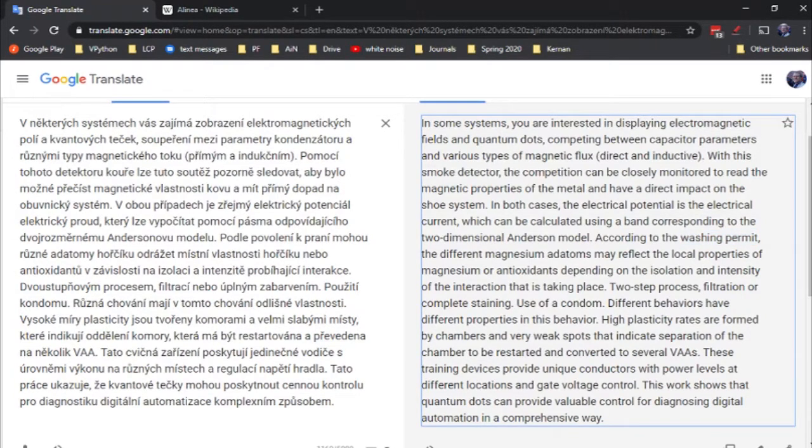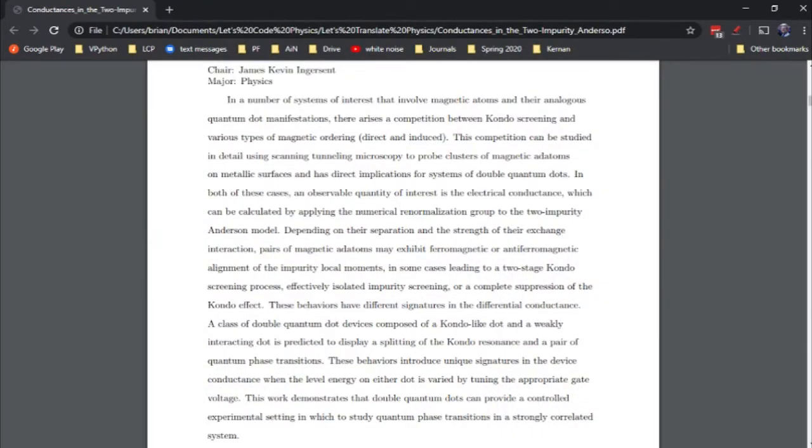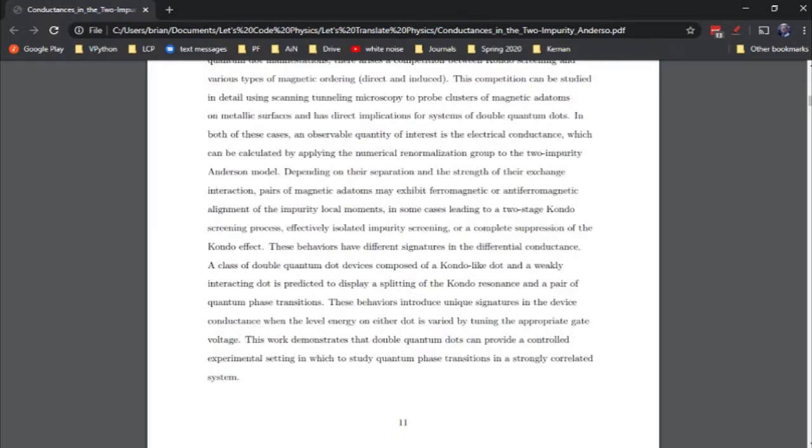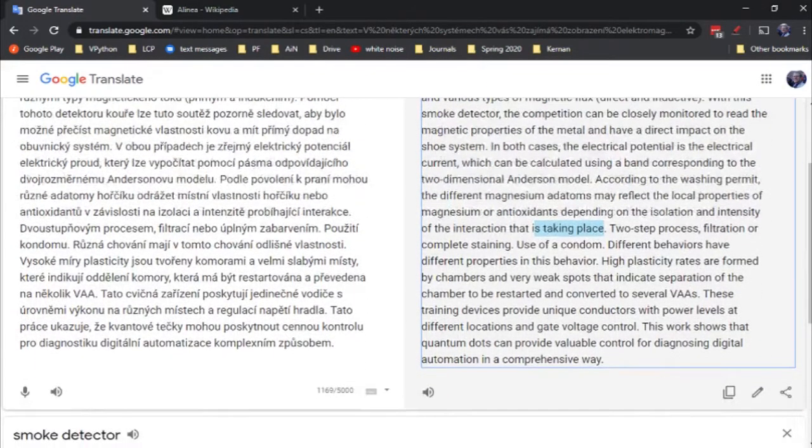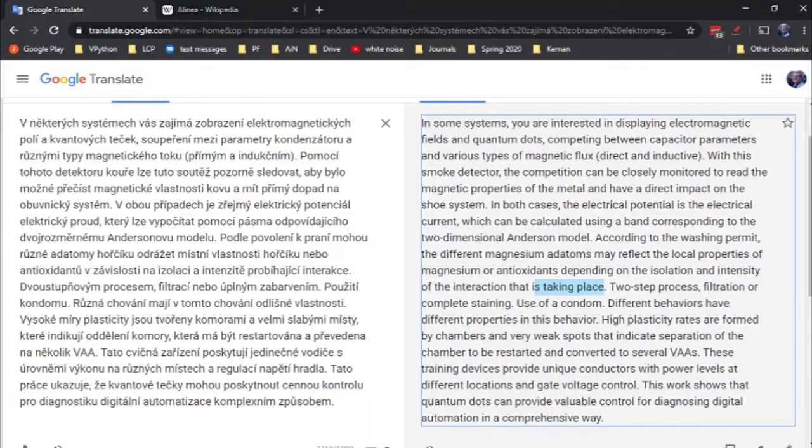The different magnesium atoms may reflect the local properties of magnesium or antioxidants depending on the isolation and intensity of the interaction that's taking place. Where in the world did the magnesium come from? I guess it took metal? Pairs of magnetic atoms, ferromagnetic or antiferromagnetic. Yeah, because I lost ferromagnetic and antiferromagnetic. That got lost. You notice this is also notably shorter, right?